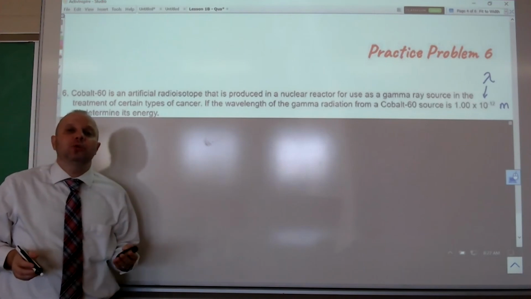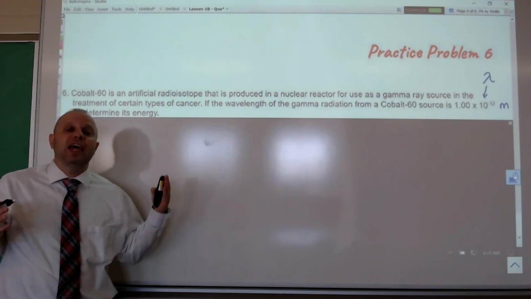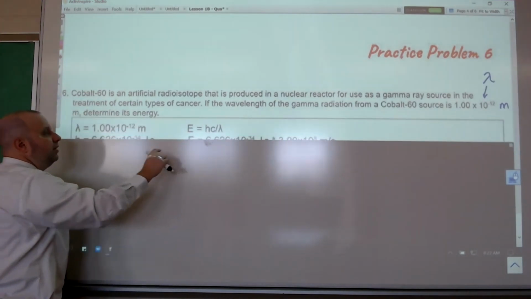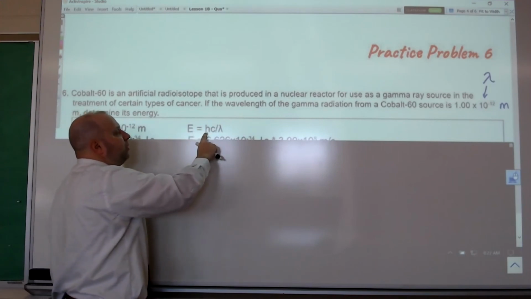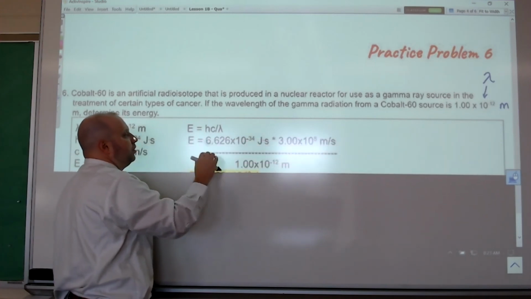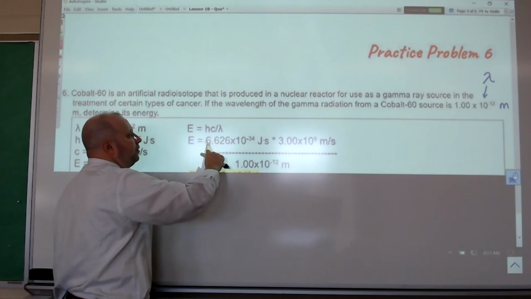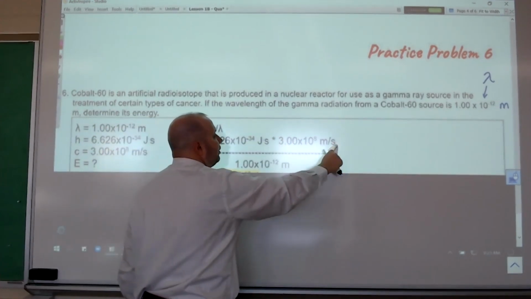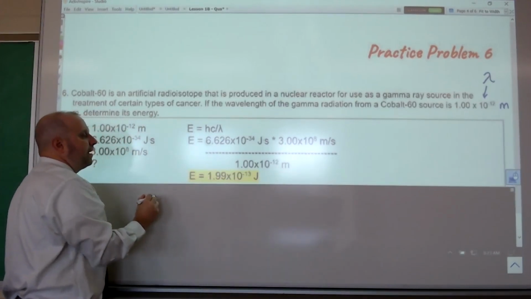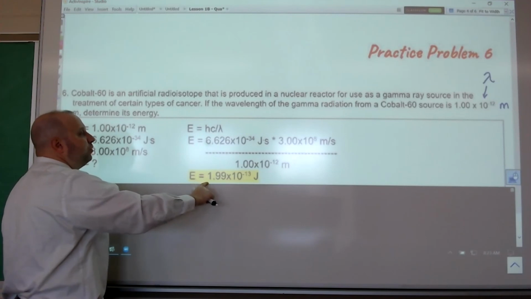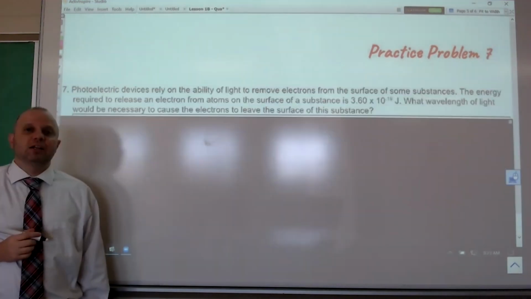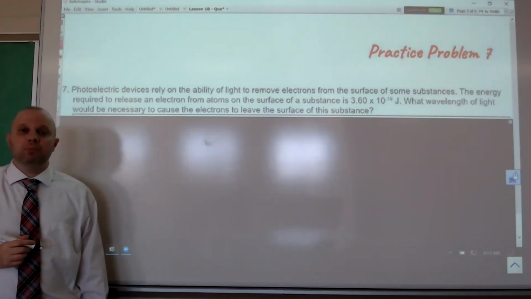In this case, we can use that combined formula that relates energy and wavelength in a single equation. So we have energy is equal to Planck's constant times the speed of light divided by wavelength. Energy is equal to Planck's constant, this is h, times speed of light, this is c, divided by wavelength, this is wavelength down here. And we wind up in this case with an energy equal to 1.99 times 10 to the negative 13th joules.